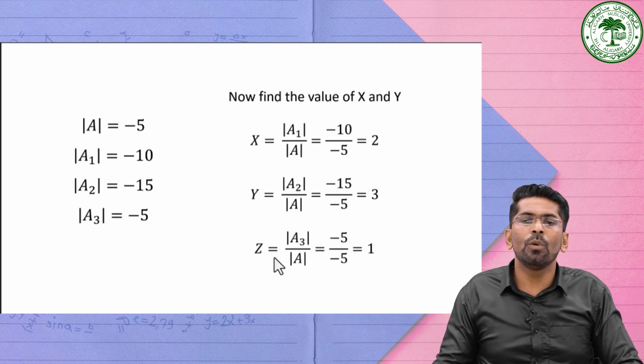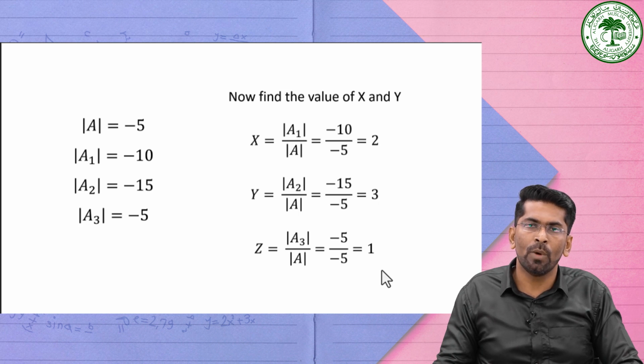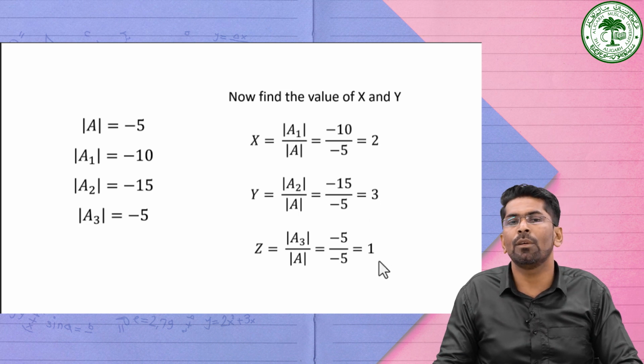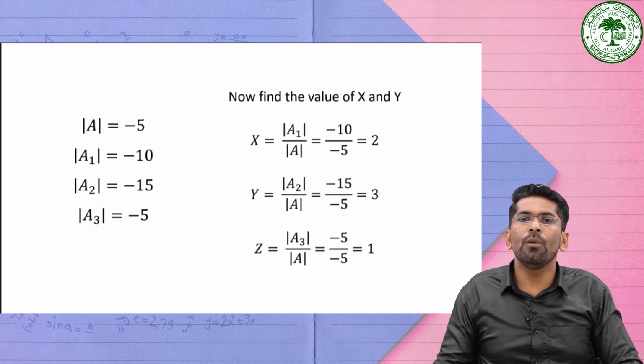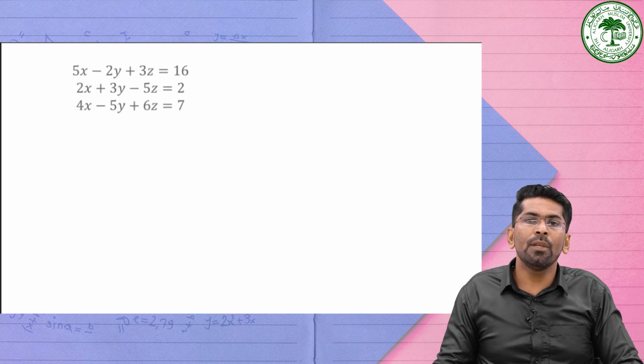Then z is equal to determinant A3 divided by determinant A, that is minus 5 divided by minus 5, which is equal to 1. So here x is equal to 2, y is equal to 3 and z is equal to 1. So in this way you can solve the system of linear equations by using Cramer's rule. Now consider one more example.